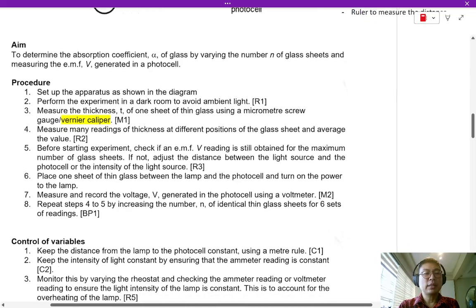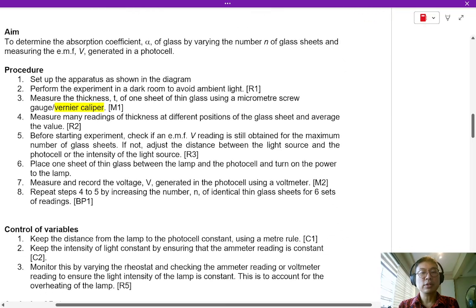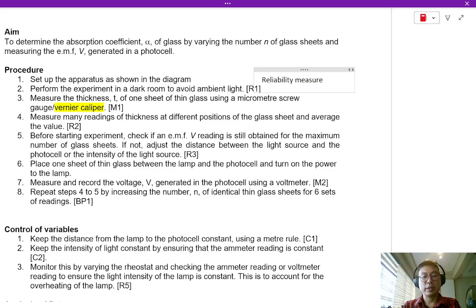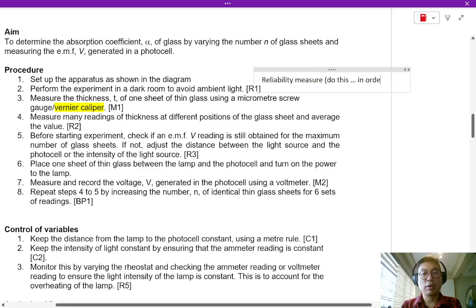So here are some of the procedures. First off, the examiner wrote: perform the experiment in the dark room to avoid the ambient light. Now, this is a reliability measure. So you must perform the experiment in a dark room. You must say, do this in order to prevent this. If you just say, do the experiment in a dark room, you don't get any marks.